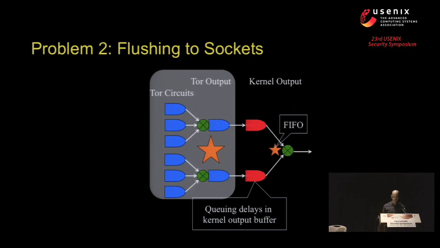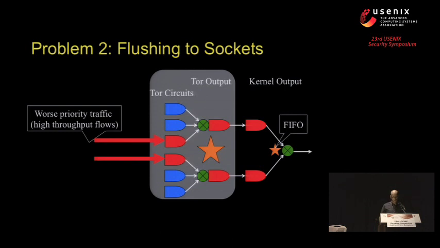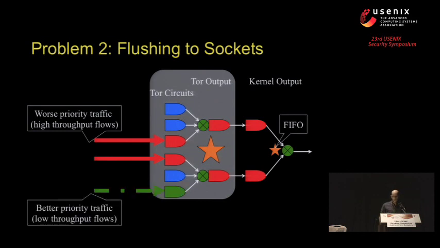So again, queuing delays are happening in the outbound kernel buffers. So the situation that Tor has is it has lots of high throughput flows, which I'll call worst priority traffic. And those high throughput flows will fill up the buffers inside of the kernel and inside of Tor. When better priority traffic, low throughput flows, comes through, Tor would actually like to send that better priority traffic out onto the network immediately.